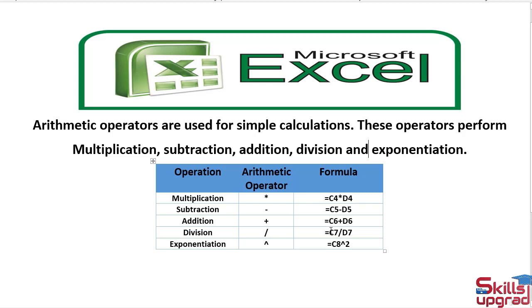The division operator is used to divide the value of cell C7 by cell D7. The exponent operator returns the value in a cell raised to the second power.